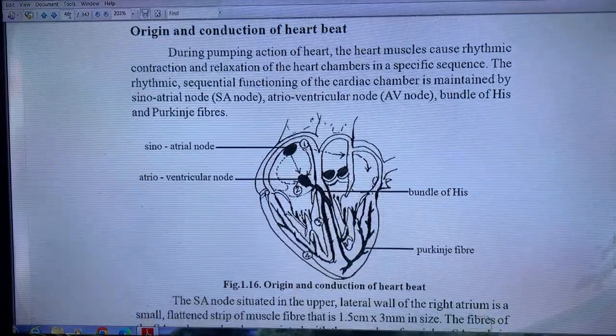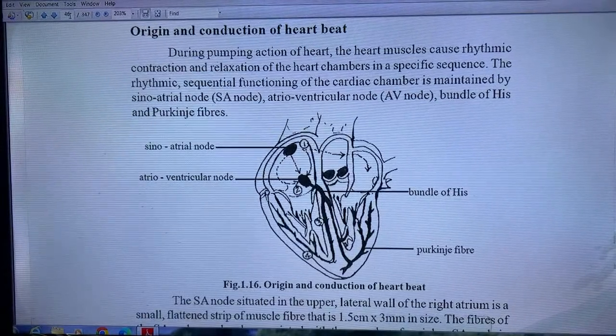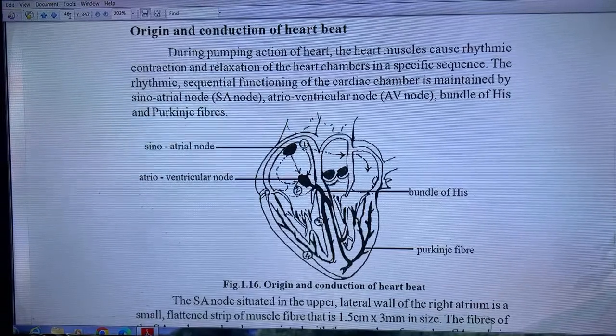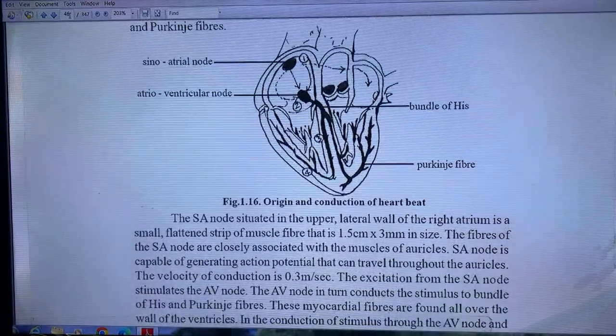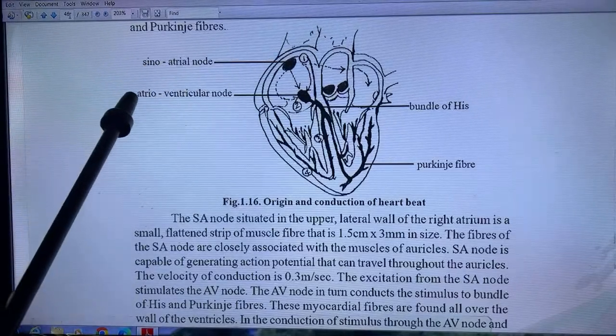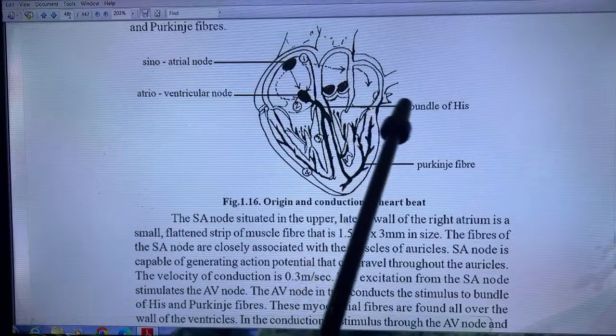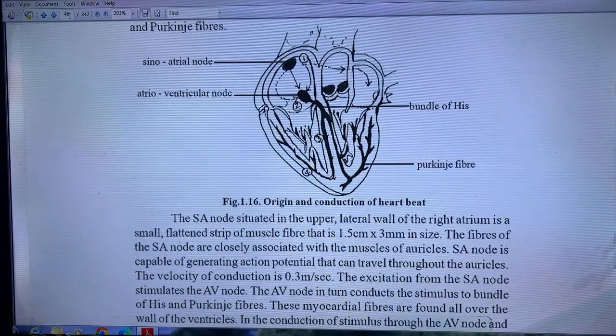Origin and conduction of heartbeat. During the pumping action of the heart, the heart muscles cause rhythmic contraction and relaxation of the heart chambers in a specific sequence. The rhythmic sequential functioning of the cardiac chambers is maintained by the sinoatrial node (SA node), atrioventricular node (AV node), bundle of His, and Purkinje fibers.